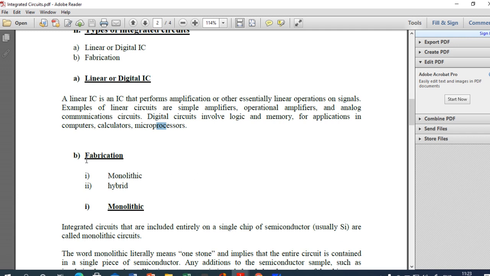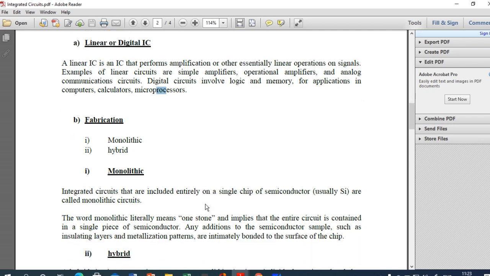The next is the fabrication. When it comes to fabrication, 2 types are there. One is monolithic and the second is hybrid. Now what is monolithic in fabrication? Monolithic is an integrated circuit that is built entirely on a single chip of semiconductor.